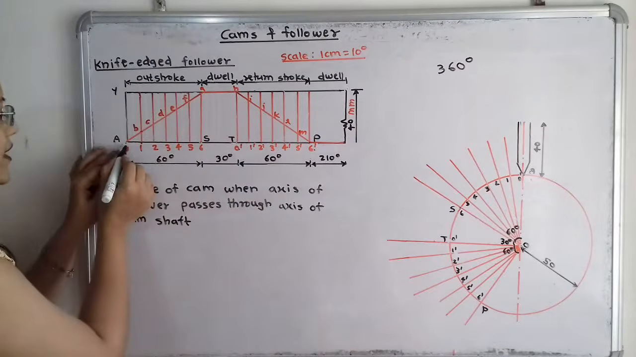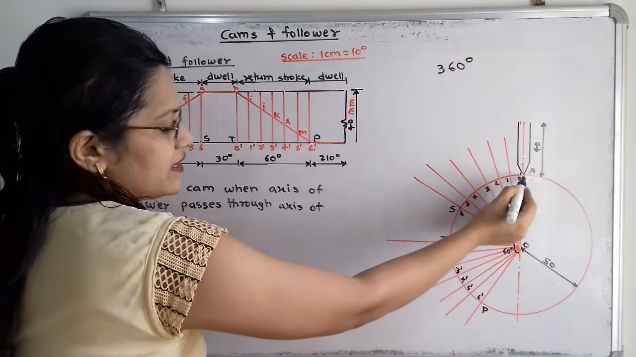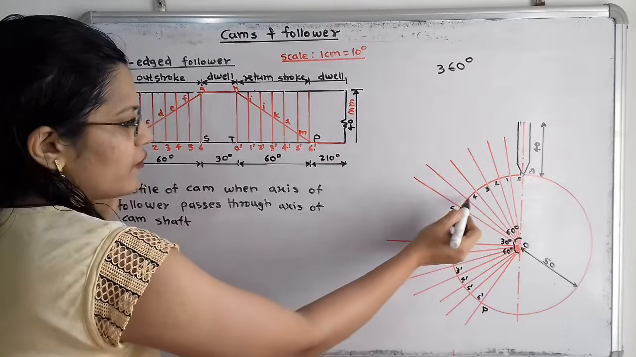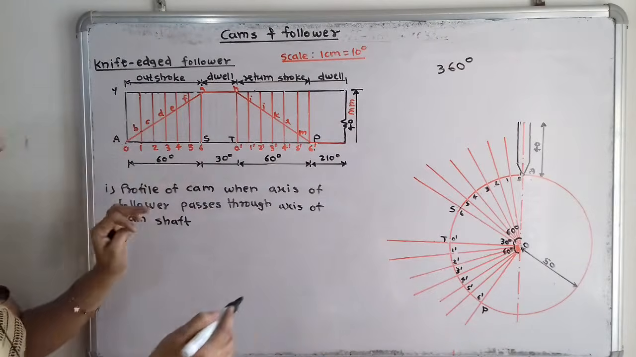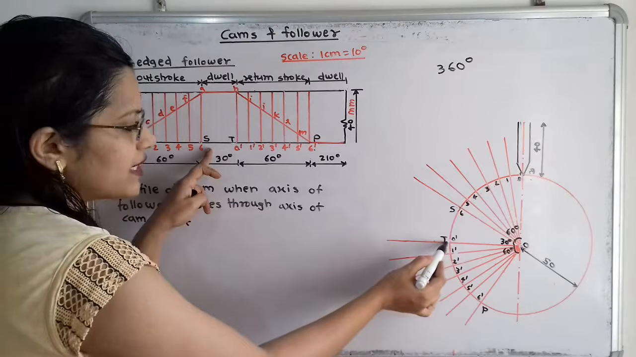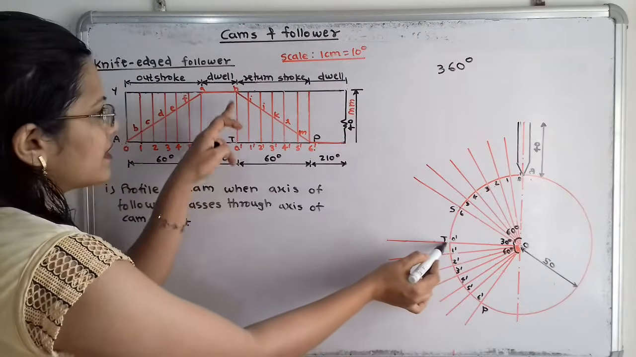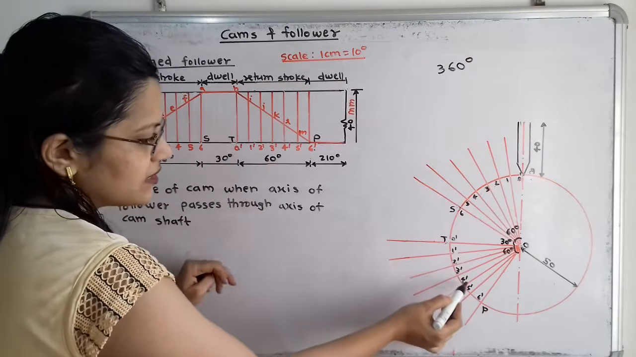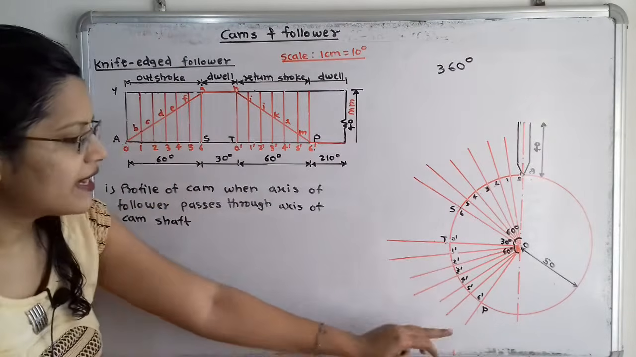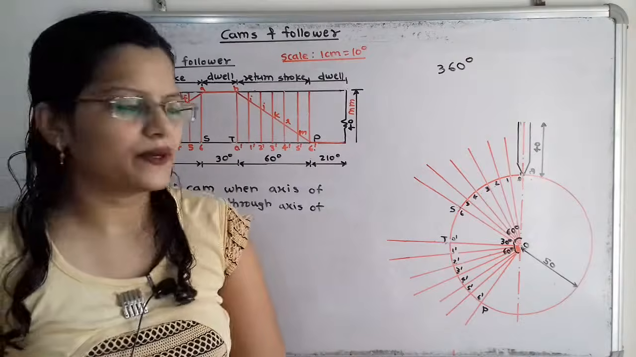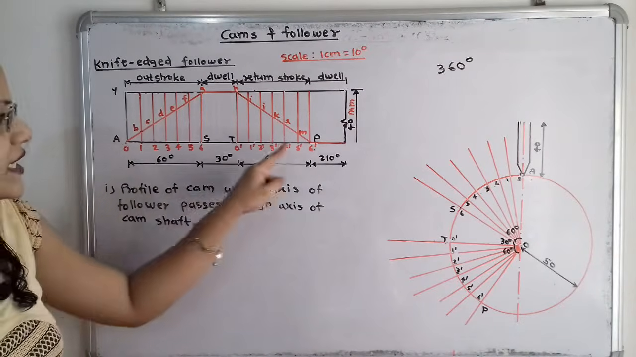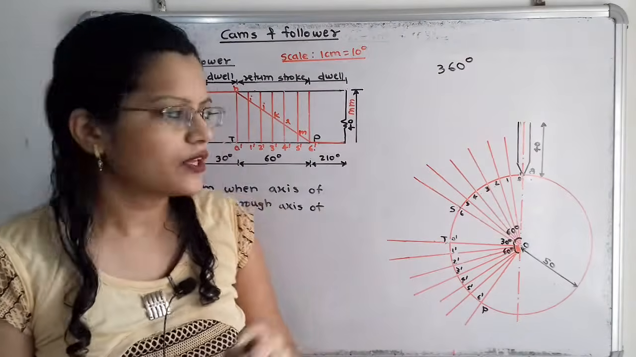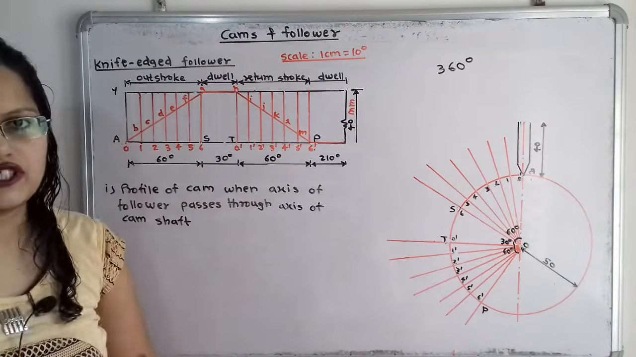So from this point A, for the initial line, there is number 0, then 1, 2, 3, 4, 5, 6. Then for S to T there are no parts, but at the initial line of T there is 0 dash. And then after that 1 dash, 2 dash, 3 dash, 4 dash, 5 dash, 6 dash. And at 6 dash there is the point P. So we have to make the equal parts in the same sequence as in the displacement diagram. So this we have to cross check.